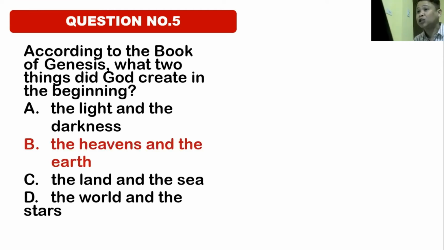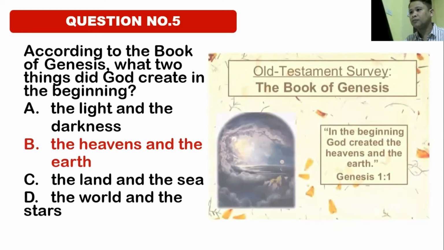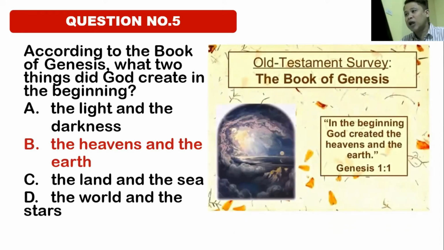What two things did God create in the beginning according to the book of Genesis? The heavens and the earth. It's Genesis chapter 1, verse 1: In the beginning, God created the heavens and the earth. So this is a question on biblical literature.